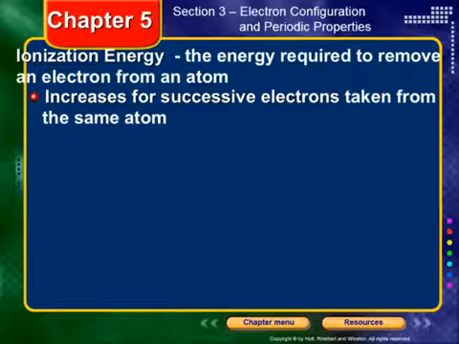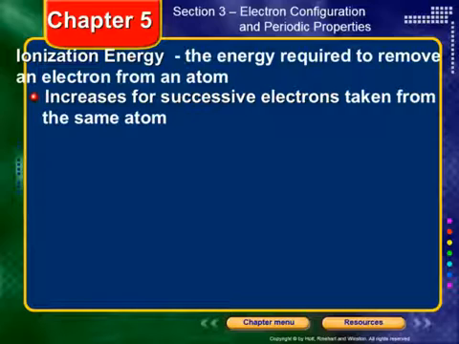It increases. The amount of energy required increases for successive electrons taken from the same atom. So if I have a particular atom that's electrically neutral, I need to put some amount of energy into that atom in order to remove an electron, therefore ionizing that atom. If I go to remove a second electron, I don't simply put the same amount of energy into that atom to remove the second electron. I have to actually increase the amount of energy that I put into it.